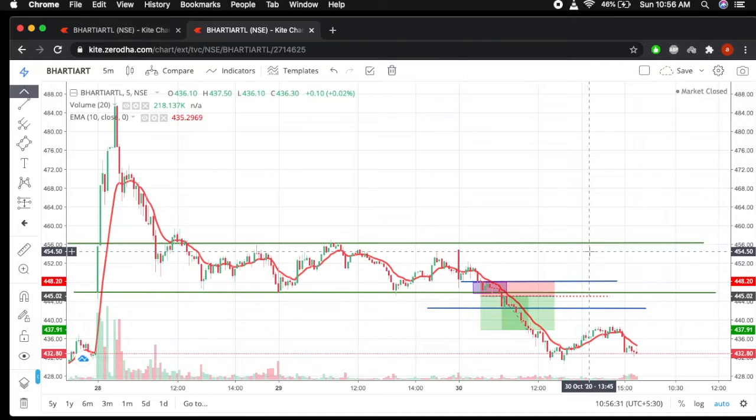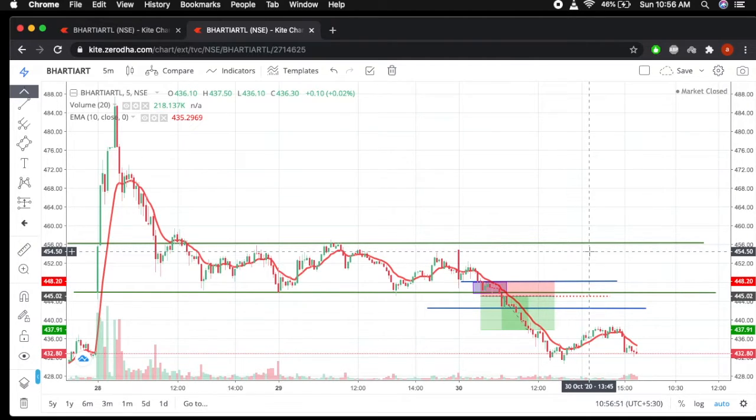Fourth one, I used the 10 EMA, the exponential moving average, just to support my view, and it definitely did. That 10 EMA was acting as a resistance, which gave me an opportunity to trail the stop loss and get into more profits.